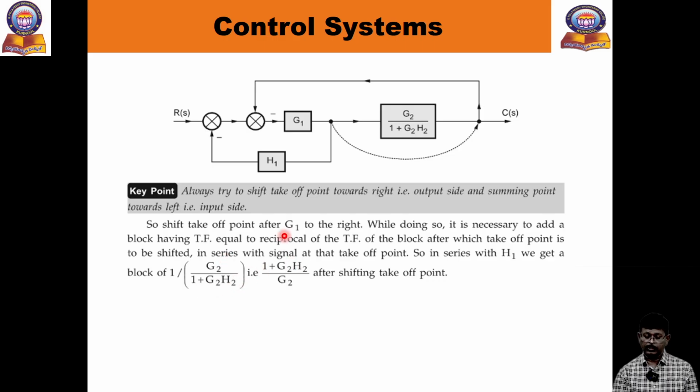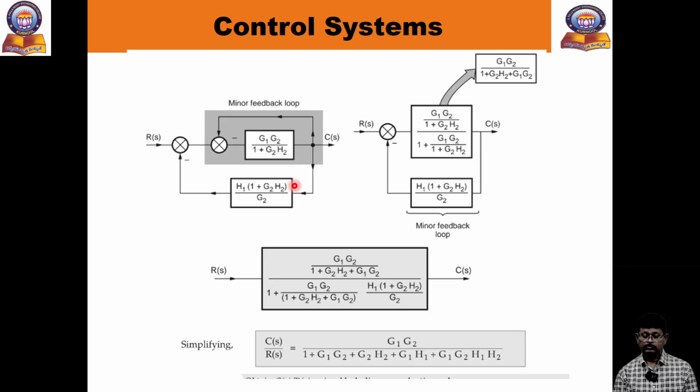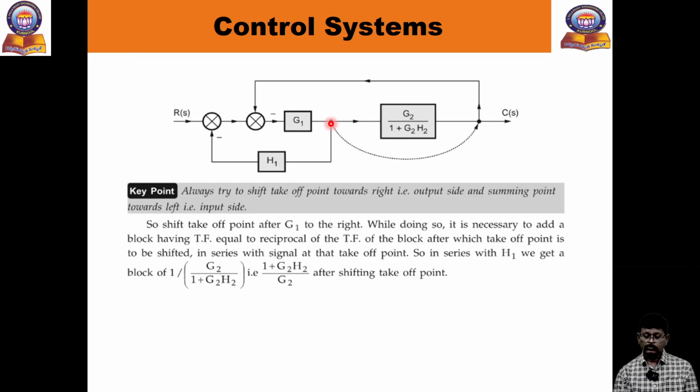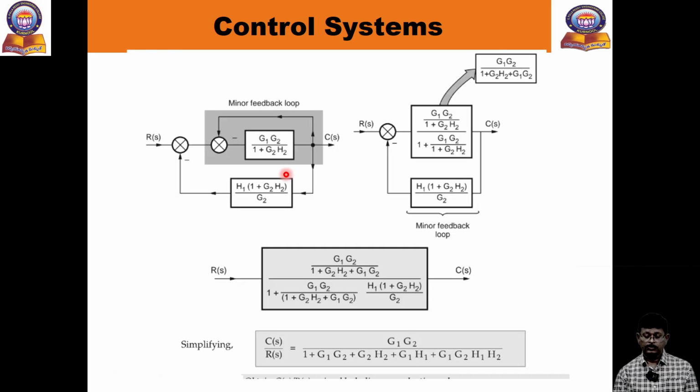What will happen now? 1 by G2 H2 into H2. So multiply this value, so the value came here. You can observe here. Actually, in this part you only have to multiply G1 and H1. When you shift the pickup point, this block must also be added. Before it was only H1, but after the pickup point also you have to go only H1. In that case, the reciprocal gain must be multiplied to this H1. So that is done here. So H1 into 1 plus G2 into H2 divided by.